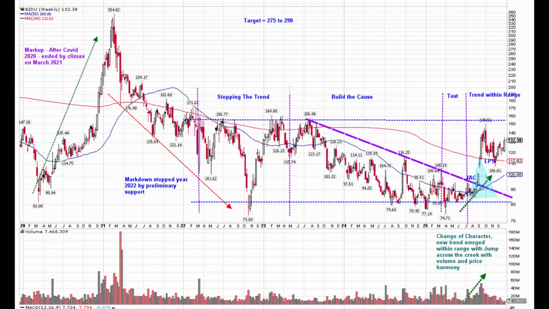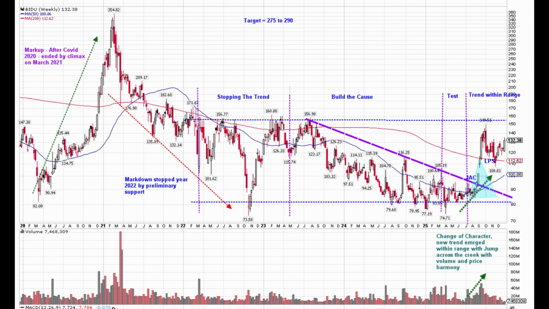Having completed this test, it is making higher highs. The path of least resistance is now upward as demand exceeds supply. The stock first needs to exit the range by breaking the 156 to $160 resistance line.